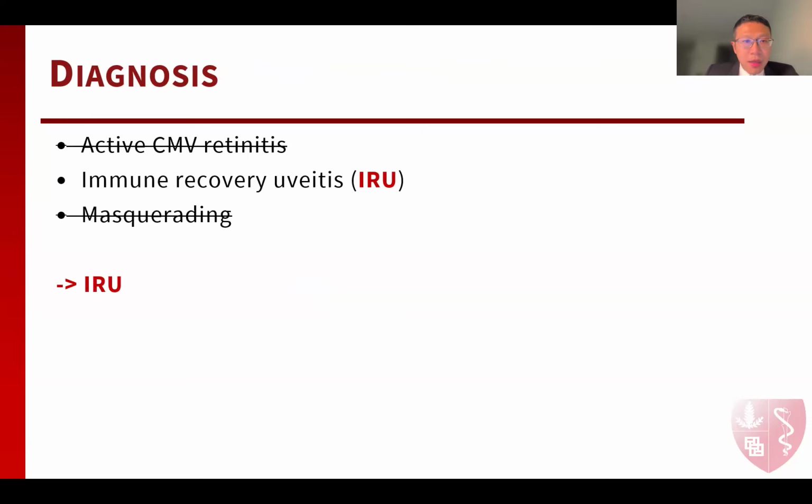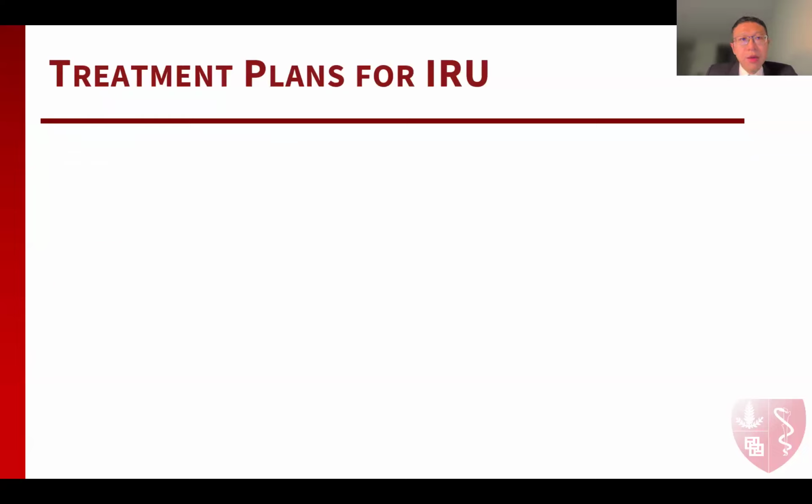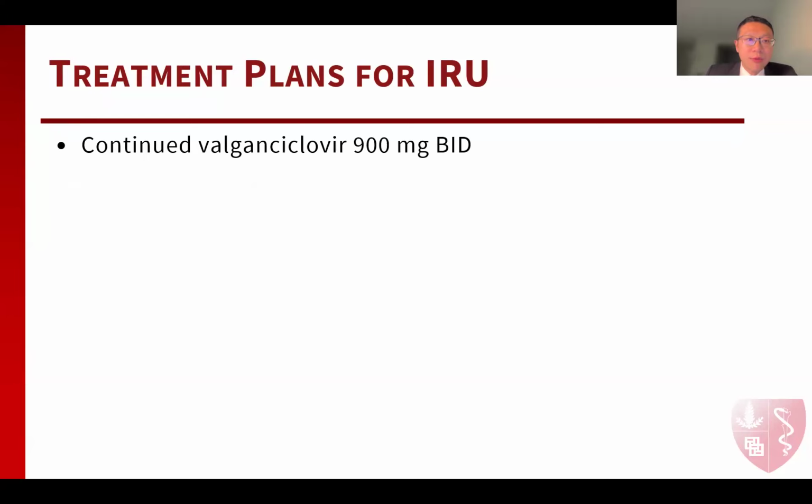So we think that the patient actually has an immune recovery uveitis, given the fact that there is a dramatic increase in the CD4 count and based on the history of her medication usage. At this time, while we are making a treatment plan, we have to consider all of her systemic condition. Therefore, we continued and restarted valganciclovir.